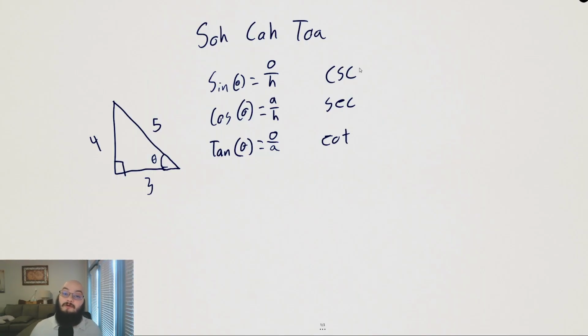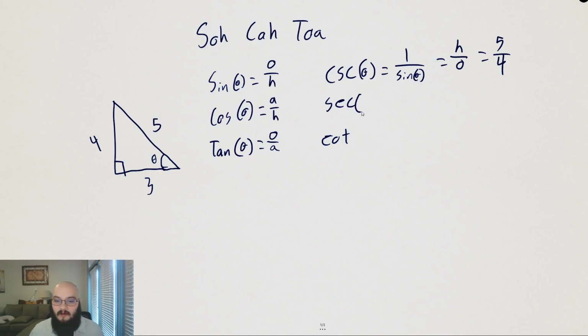Cosecant is the reciprocal of sine. So cosecant of theta is 1 over sine of theta. This means that it is the same thing as hypotenuse over opposite. You take the sine function and you flip it upside down. So in this case, cosecant of theta is going to be 5 over, that's the hypotenuse, over the opposite, which is 4. So cosecant theta is going to be 5 over 4. It's the reciprocal or the flipped version of sine.